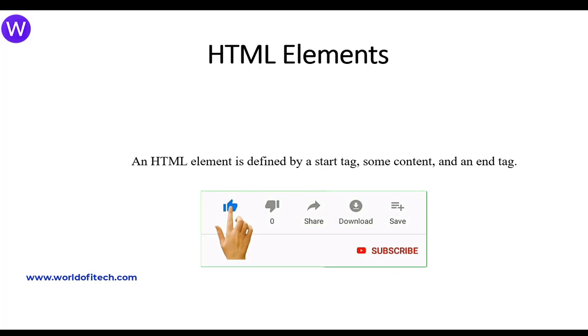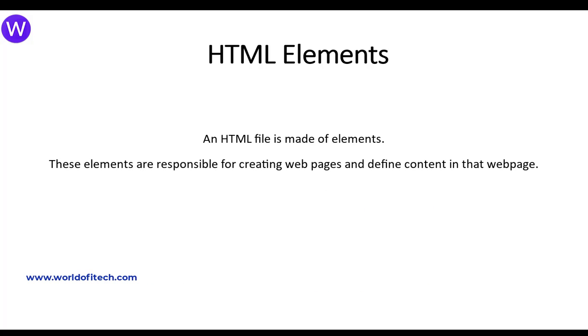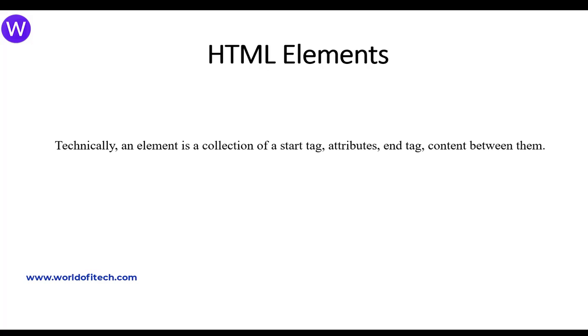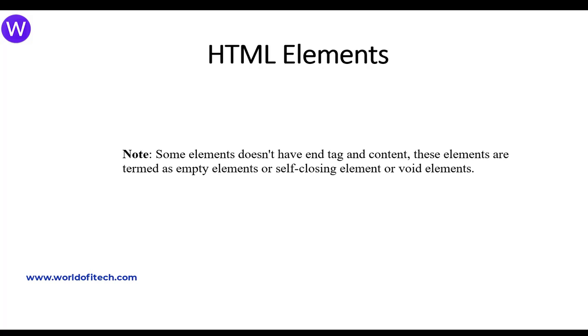An HTML element is defined by a start tag, some content, and an end tag. An HTML file is made of elements. These elements are responsible for creating web pages and define content in that web page. An HTML element typically consists of a start tag, a close tag, and content inserted between them. Technically, an element is a collection of a start tag, attributes, an end tag, and the content between them. Note: some elements don't have an end tag and content.